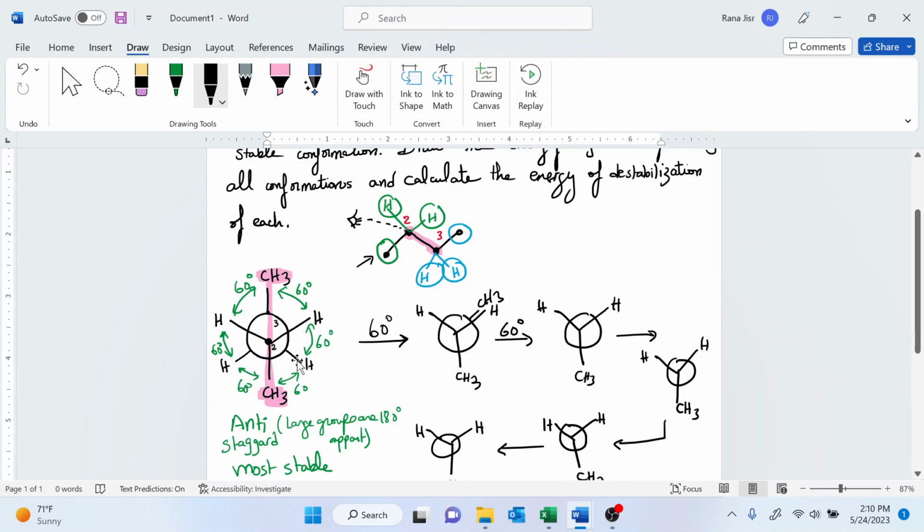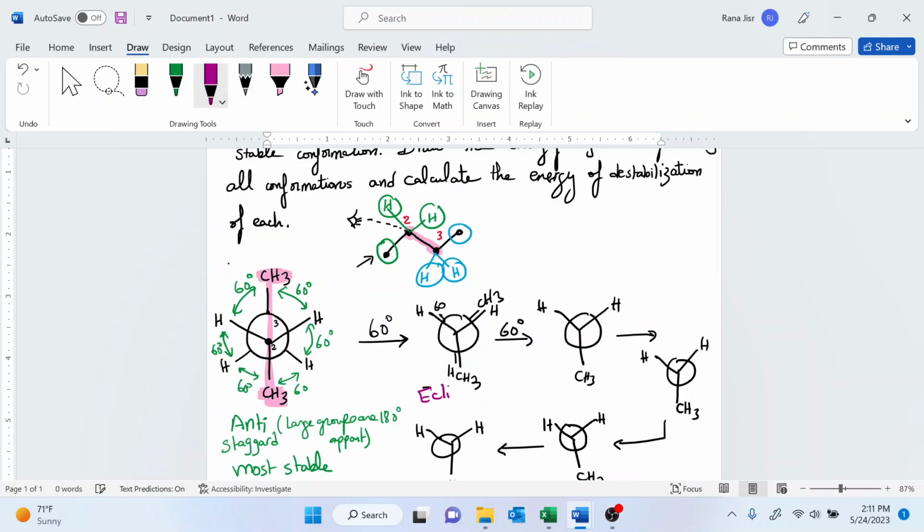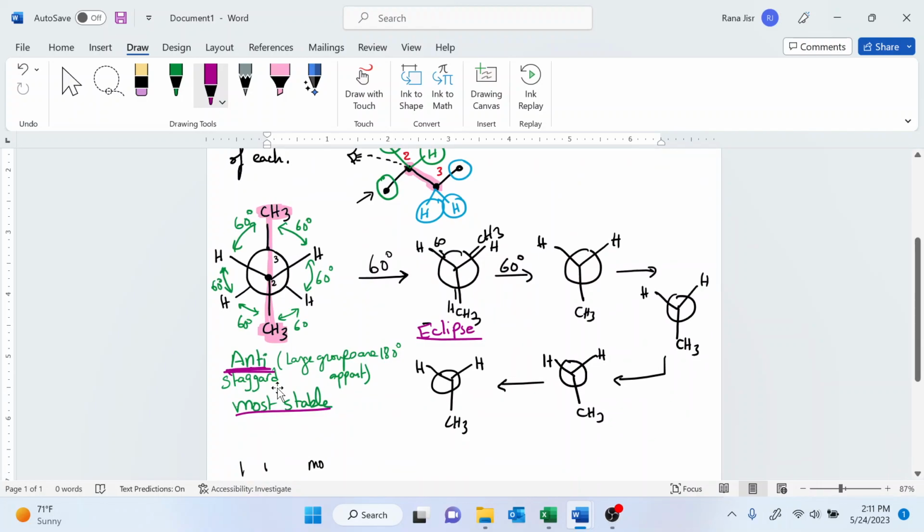Then this hydrogen here is going to move and eclipse this bond, and it's going to be another 60 degrees. And then this hydrogen is going to move and eclipse this bond, and you're going to end up having 60 degrees. So now what we have is an eclipse conformation. So this is called an eclipse conformation. So you went from the anti, which is the most stable, to the eclipse. Now we're expecting that, since there is a zero dihedral angle between the bonds, the energy of the eclipse is going to be more than that of the staggered, the anti-staggered conformation.